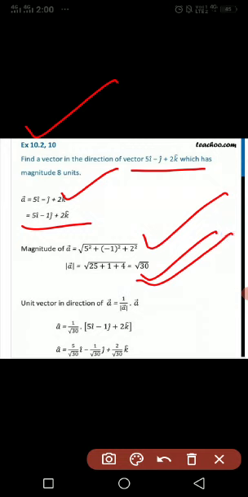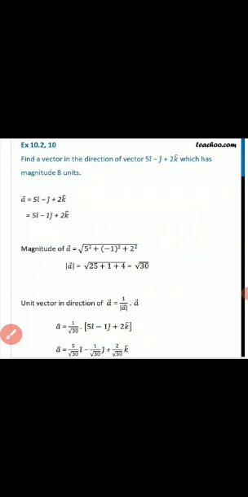Now we have to find the direction. Direction, I told you, means unit vector. So the unit vector a cap is equal to vector a upon its magnitude. So this is the vector and the magnitude is under root 30. You can separate the terms and you will get the answer: 5 upon under root 30 i cap, 1 upon under root 30 j cap plus 2 upon under root 30 k cap. So this is the first numerical based upon unit vector.